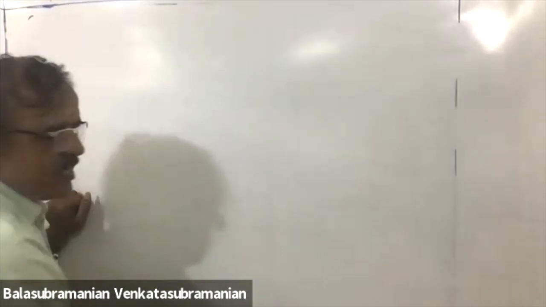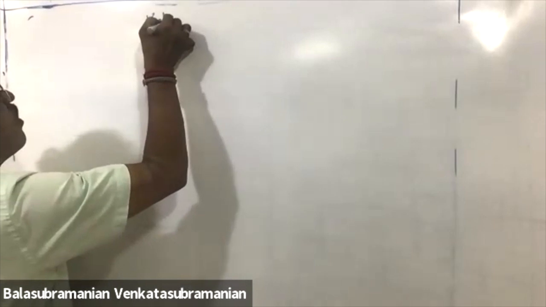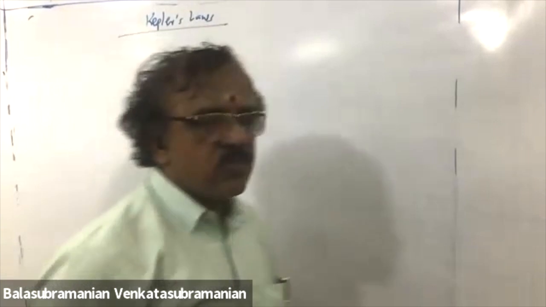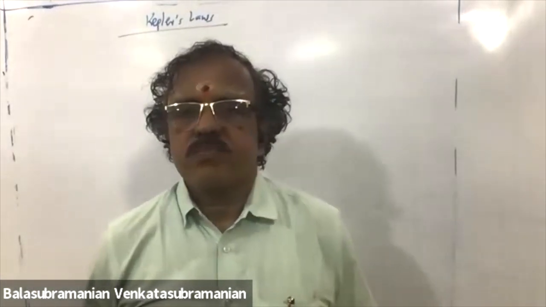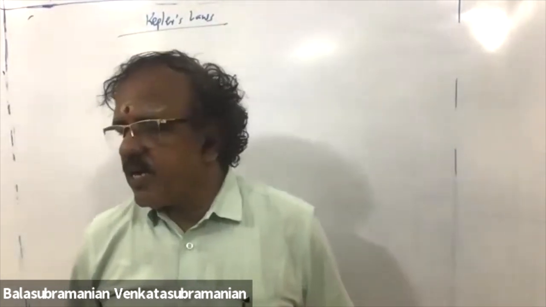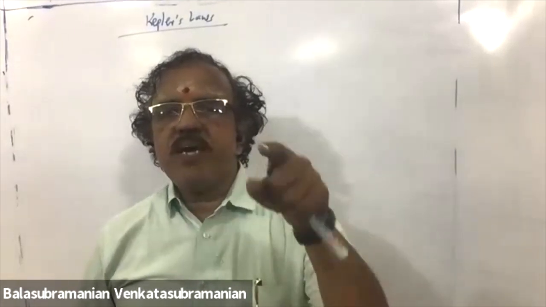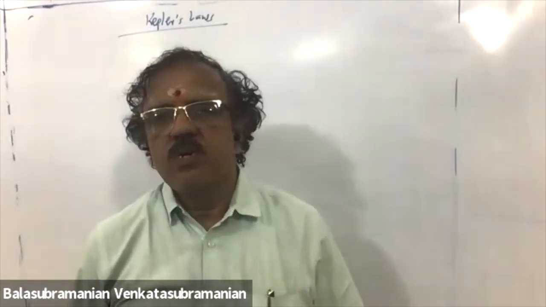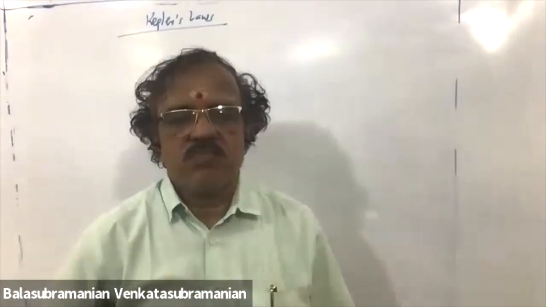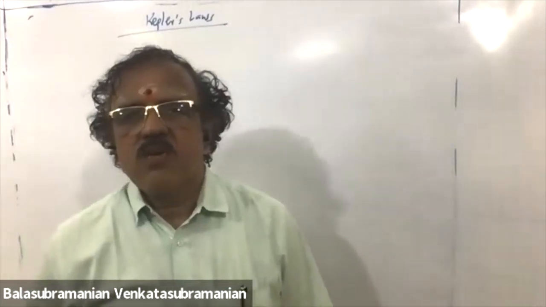Kepler's laws of planetary motion. Geocentric theory, heliocentric theory. Geocentric, keeping Earth stationary, with all the planets and the sun revolving around the Earth, given by Ptolemy, one scientist. That was totally wrong.